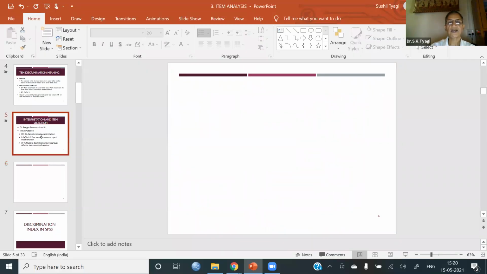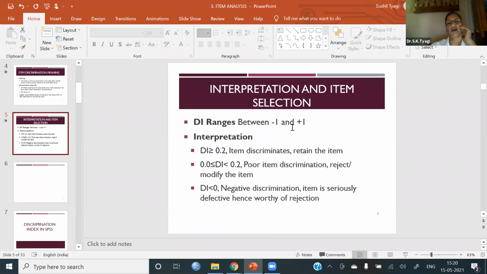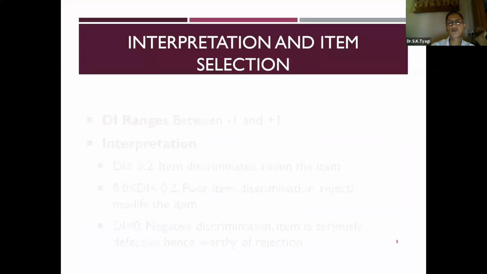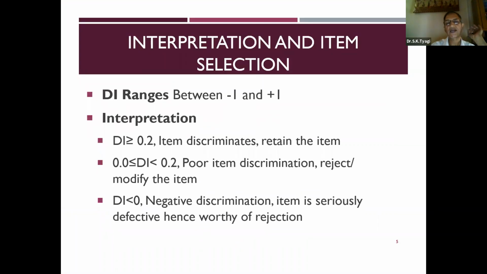So this is what is written here. Discrimination index ranges between -1 and +1. And we interpret like this: if the discrimination index is at least 0.2, then we take the item to discriminate well, and we select it for the final version. But if the item discrimination is between 0 and 0.2, then this item is discriminating very poorly. We can either reject the item or modify the item.